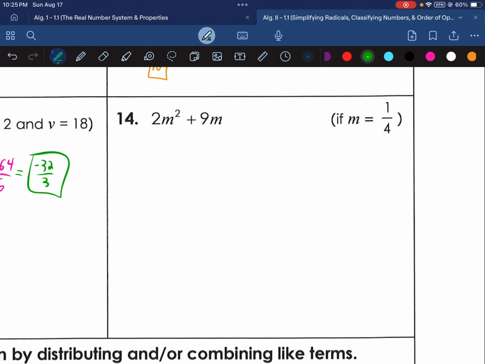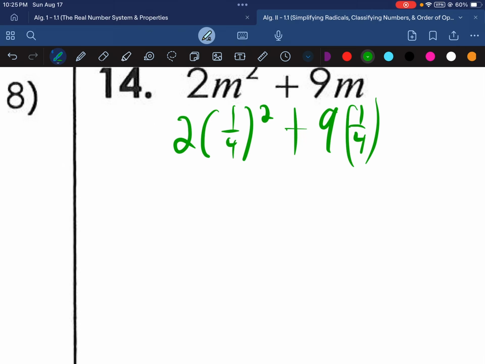Number 14, 2m squared plus 9m, replacing m with 1/4. So 2 times 1/4 being squared plus 9 times 1/4. So 1/4 times 1/4, you can think of it as squaring the top and the bottom individually. So 1 times 1 is 1, 4 times 4 is 16. 9 over 1, you cannot cross reduce 9 to 4, nothing reduces both, and so we end up getting 9 over 4 by multiplying straight across.